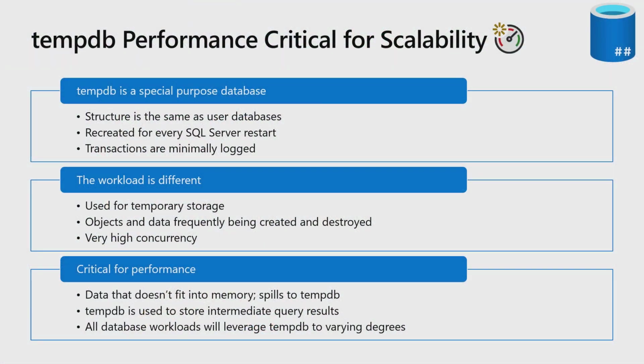Let's talk about what makes tempdb so critical for performance, reviewing some key points. First of all, tempdb is a special purpose system database. It's one of 4 system databases. The structure is essentially just like any other user database. As the name suggests, it was designed for temporary storage. Nothing written to tempdb is intended to be persisted. There's one tempdb per SQL Server instance.